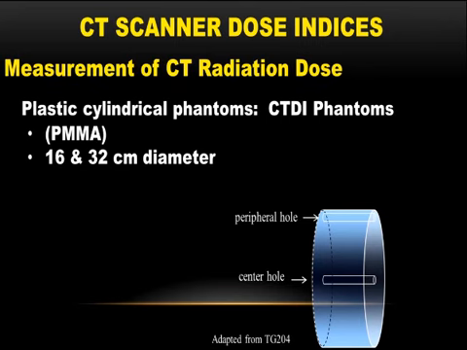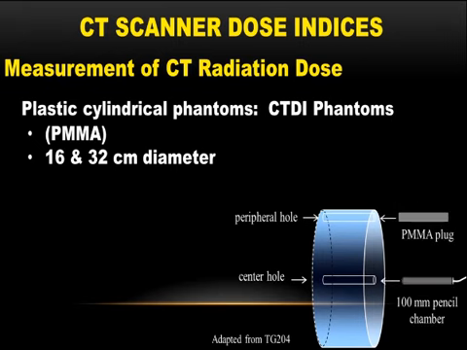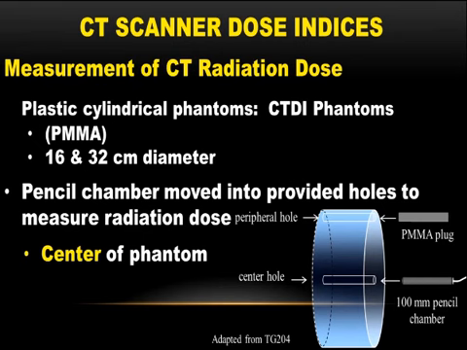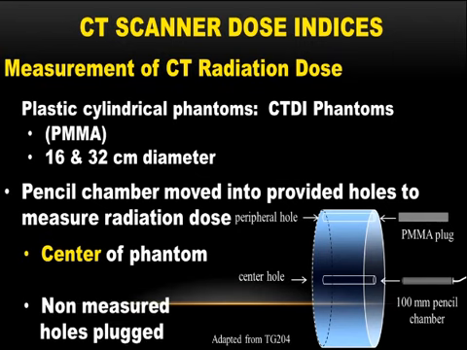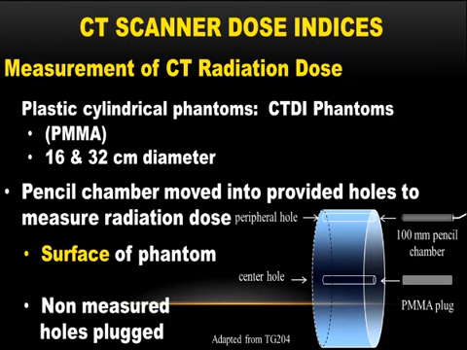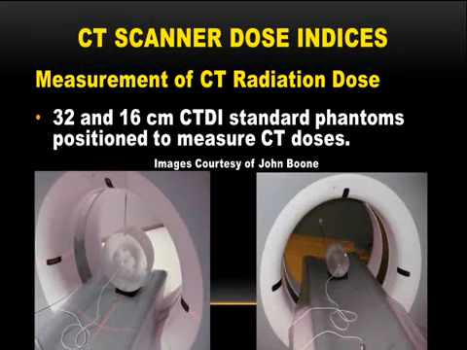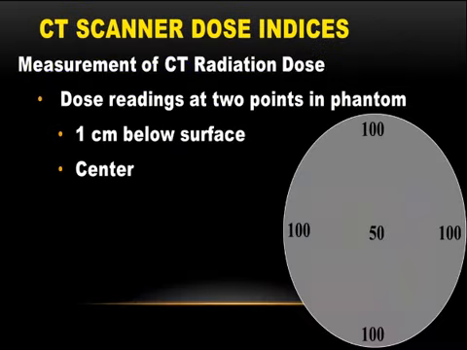Well, we simply take CTDI phantoms, which have a center hole and a peripheral hole. They're defined as 16 and 32 centimeters in diameter. We take a pencil ionization chamber and we place it in the central hole of the phantom, and we put a plug in the periphery, and we make a measurement, and then we reverse things and we put the ionization chamber out at the periphery of the surface of the phantom and make a second measurement. These are just some images provided by John Boone that show the 32 centimeter phantom on the left and the 16 centimeter on the right inside the bore of a CT scanner.